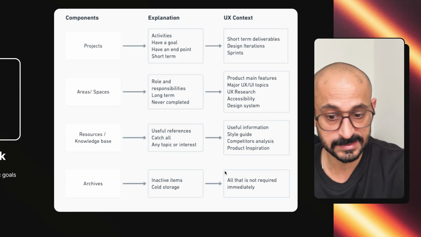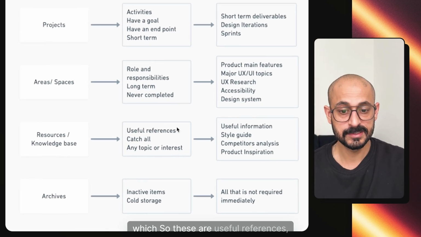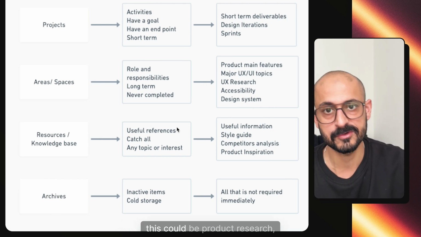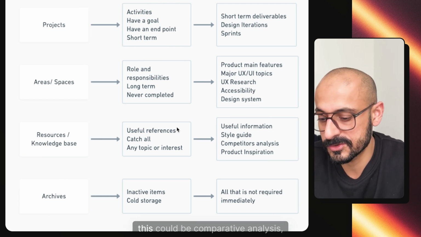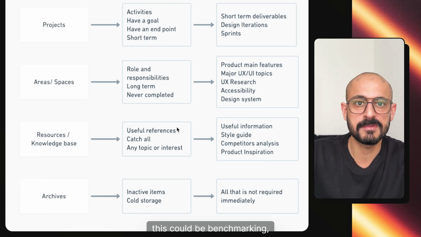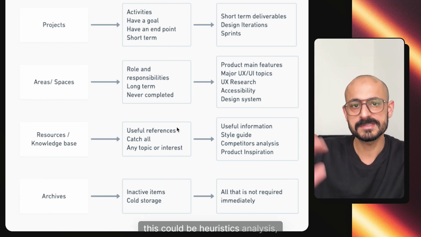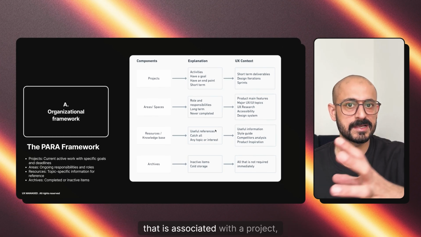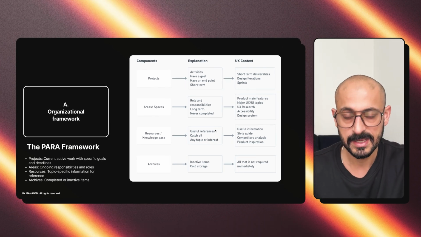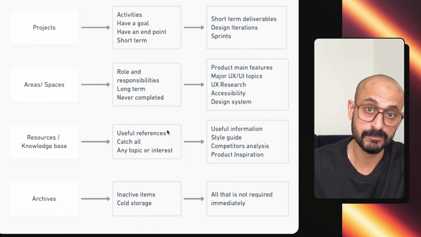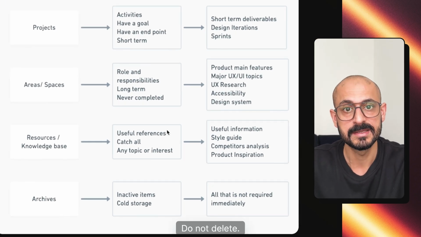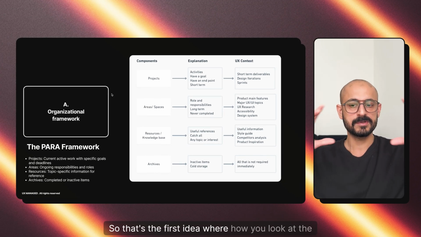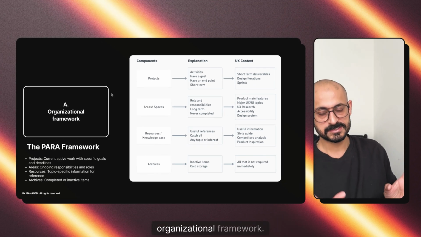And then the knowledge base, so these are useful references, catch all, any topics of interest. And in our context, this could be product research, this could be comparator analysis, this could be benchmarking, this could be heuristics analysis, whatever. Everything lives in the knowledge base that is associated with a project, for example. And then archives, anything that you're not using, put it in the archive. Do not delete. There is no deletion. Please do not delete.